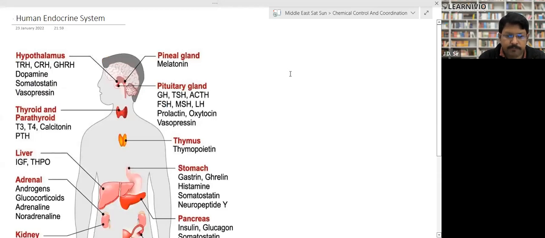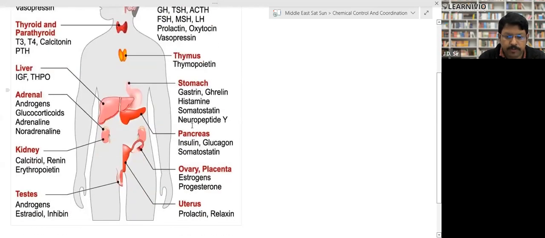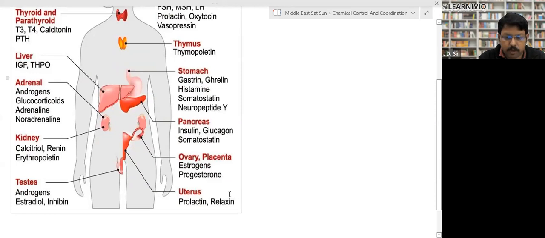Look, this is the diagram for the human endocrine system. Which hormone is secreted from what part? So we can understand from this diagram.